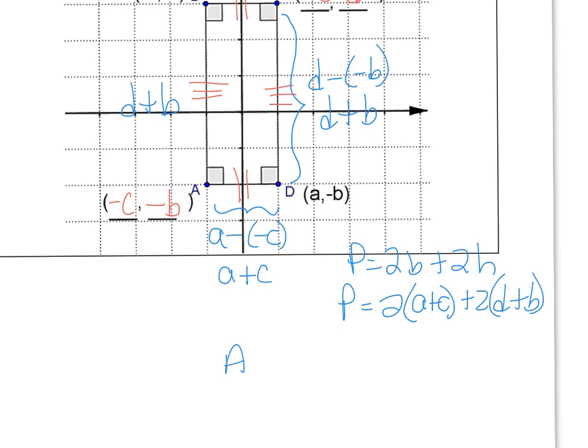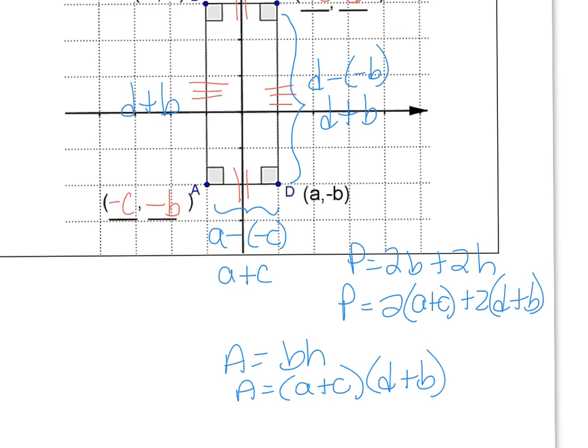And likewise, I can look at the area. Area is base times height, or length times width. And I could say that would be A plus C times D plus B. So that would be a nice variable expression we could find. And again, you could also take a look at the diagonals if you wanted to. You could find the diagonal using the Pythagorean theorem, because we'll end up with two congruent right triangles.